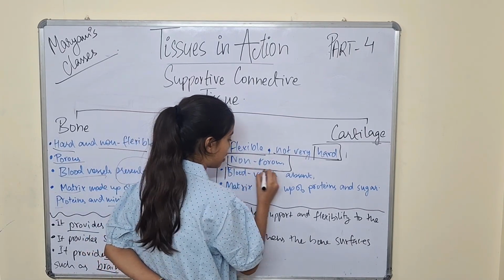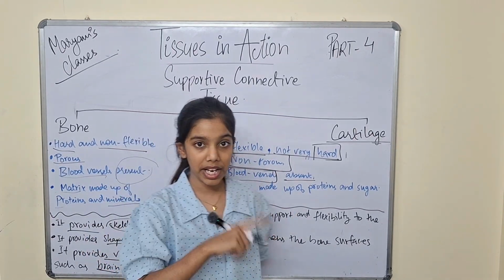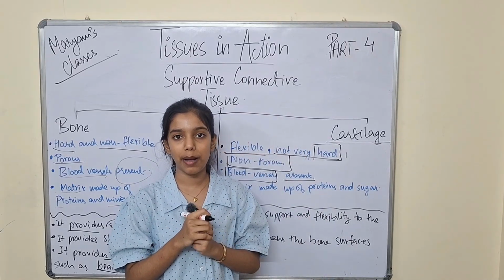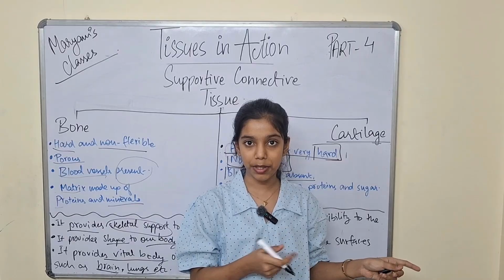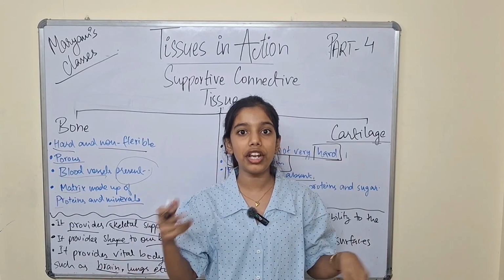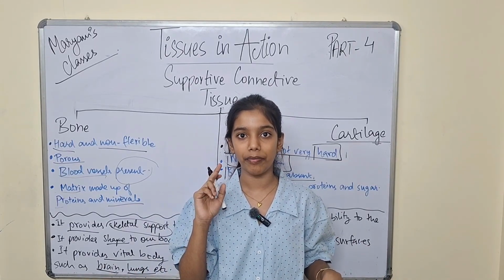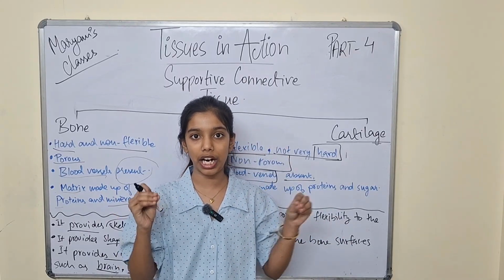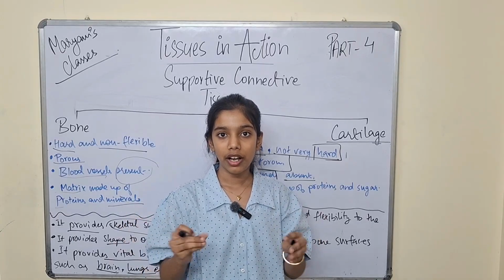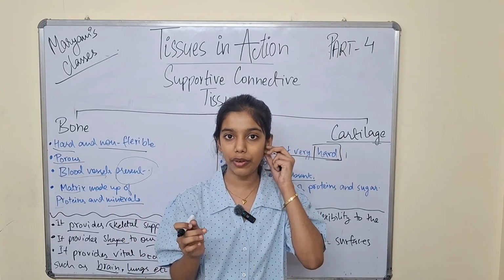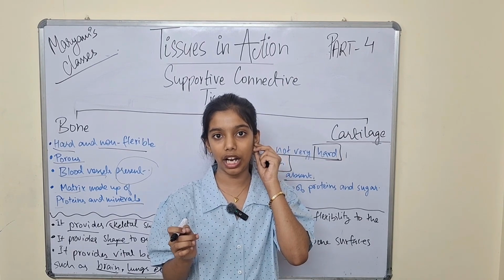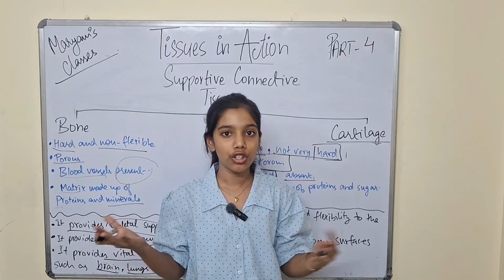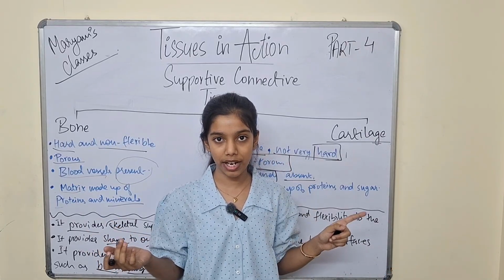Now in cartilage blood vessels are absent, whereas in bone blood vessels are present. When blood vessels are absent, there is no circulation of blood in the cartilage. There is no circulation of blood in our ear, especially the part where cartilage is. Girls can relate to this: when we pierce our ear, there is no blood coming up, because cartilage does not have any blood vessels.